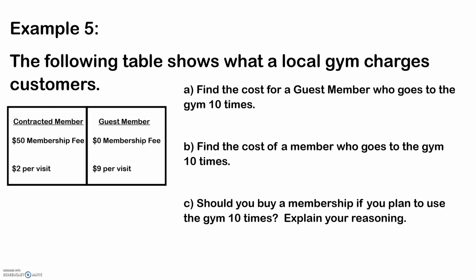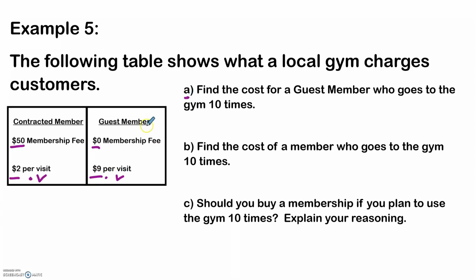Take a look at example 5. Make sure that you're understanding what the information you're given means and also what they're asking you to do in part A. So we have 2 different situations. The first being a contracted member where you pay a $50 membership and $2 every time you visit. In part, when I'm a guest member, I don't have to pay a membership fee, but I do have to pay $9 every time I visit.